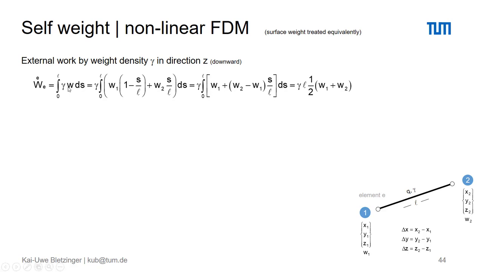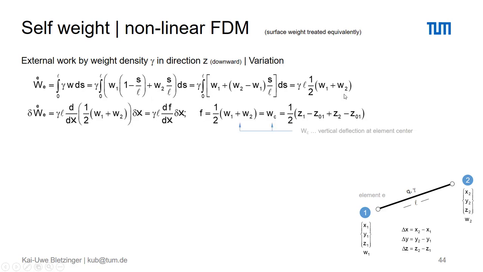We substitute into here the linear interpolation of the deflections at node number 1 and node 2. And after integration, we arrive at this expression here, which is the overall weight of the element in the actual configuration with the actual length, and the arithmetic mean of the two vertical deflections at node 1 and node 2.